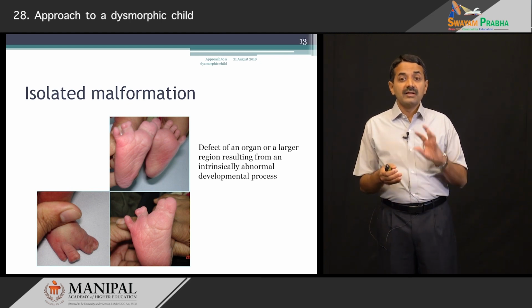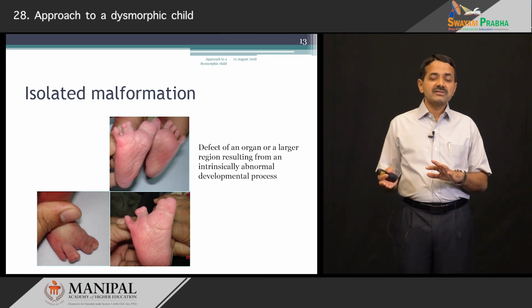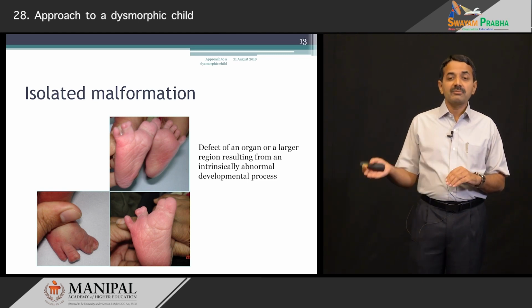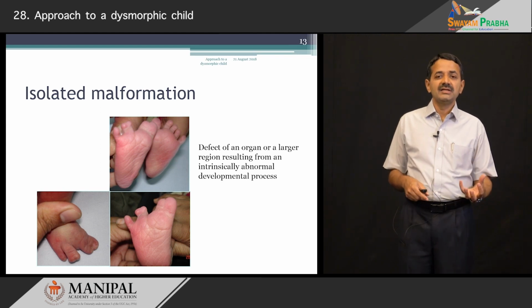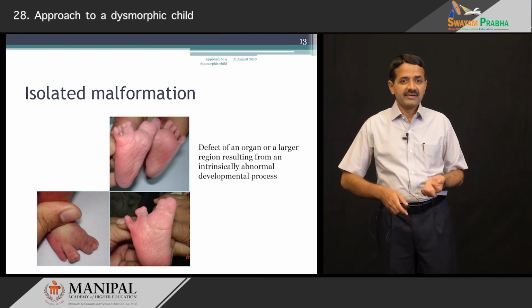disruption, which are the consequences of some abnormal external process, and intrinsically the developmental process is normal.